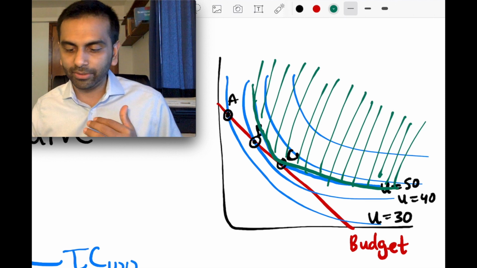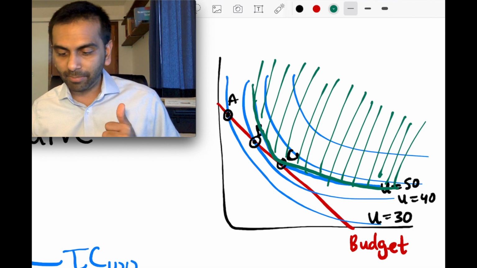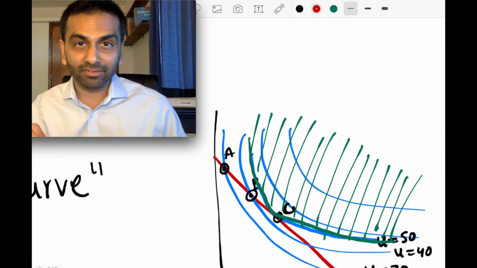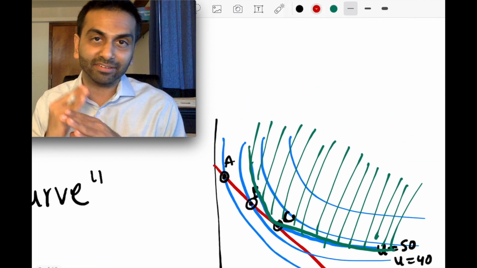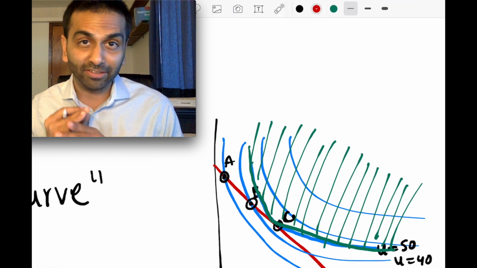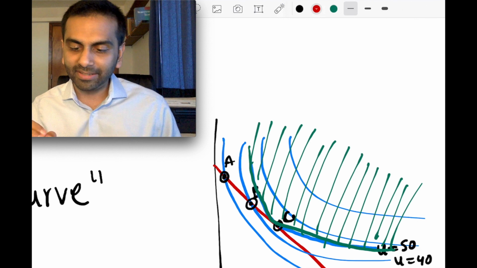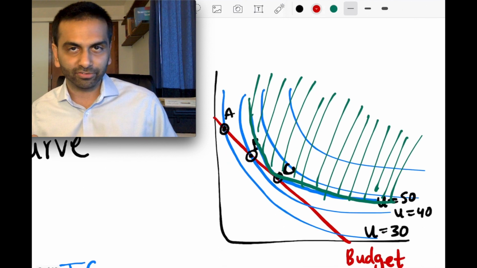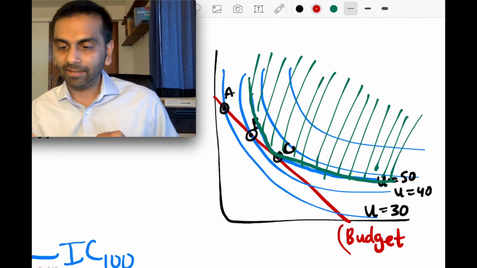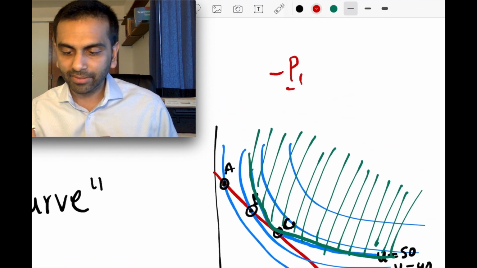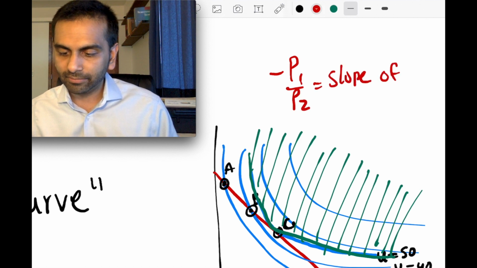So really what you want to do is set the slope of the budget line. So here's what it means to be tangent. If two things intersect, that means they have the same x and y coordinate. If two things are tangent, that means that they have the same slope as well. So in order to be tangent, we want the slope of the red line to equal the slope of the indifference curve. The slope of the red line, we knew from earlier. That's negative P1 over P2. That's the slope of the budget line.